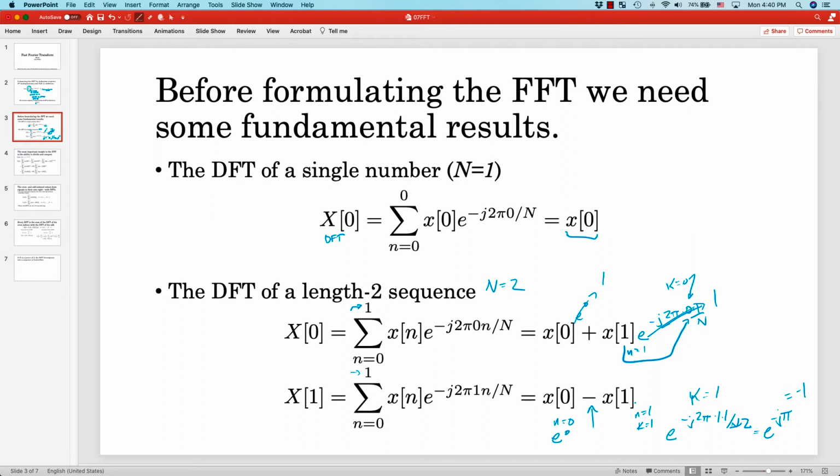It's not like these particular DFTs give us really any useful signal information or frequency information about a signal, but we're going to use them because we're going to break down a big problem into lots of simple problems, and in the limit, those simple problems will come down to these kinds of operations.